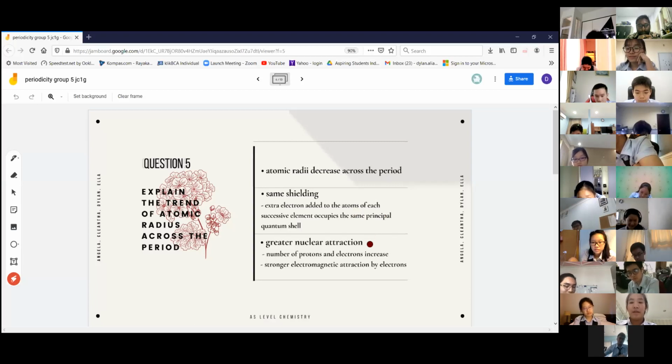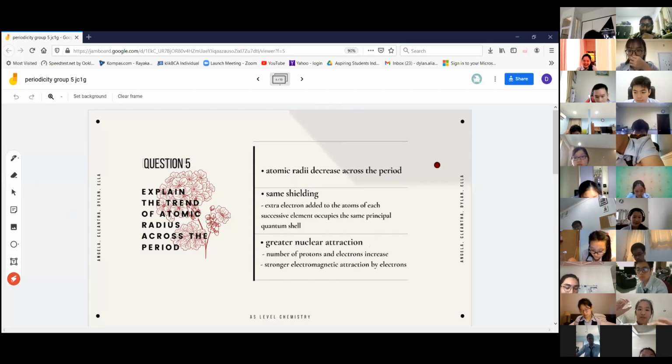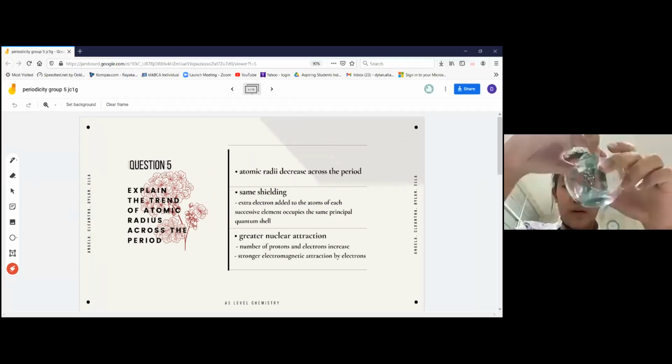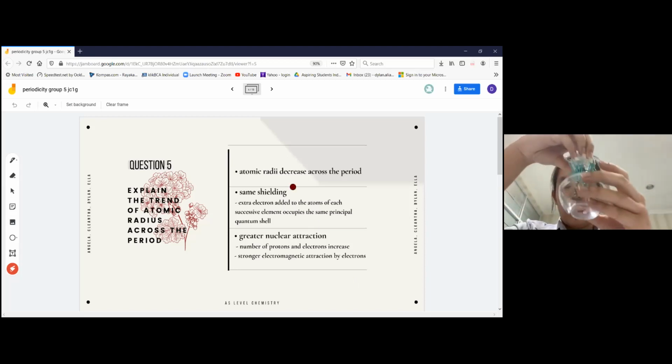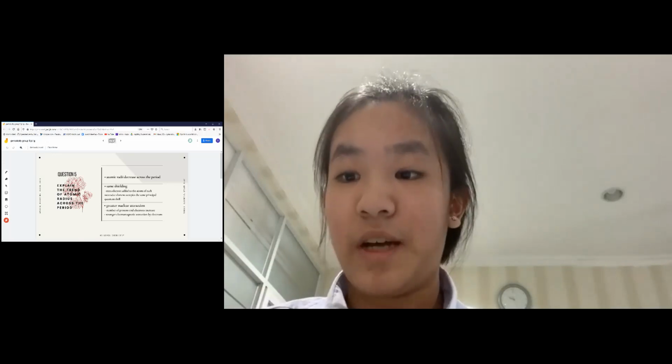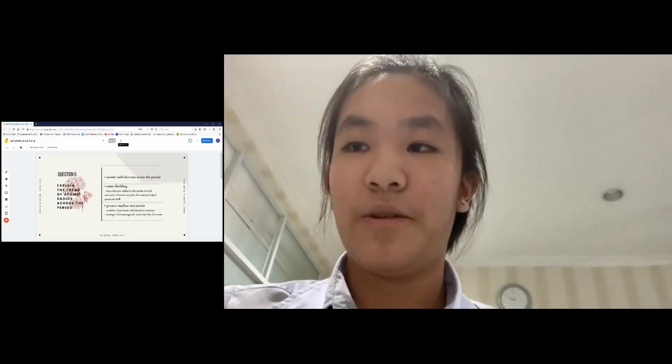Across a period, there is a greater nuclear attraction. This is because there is an increase in both the number of protons and electrons. Let's imagine that this magnet is the positively charged nucleus. And these metal balls and paper clips will be the electrons. If I use one magnet, you can see that there will be quite a number of paper clips remaining. But if I add 2 other magnets and 2 other paper clips, you can see that a greater number will be attracted. This is because there's a greater force of attraction. Likewise, electrons are pulled towards the nucleus, resulting in a smaller radius. Thank you.